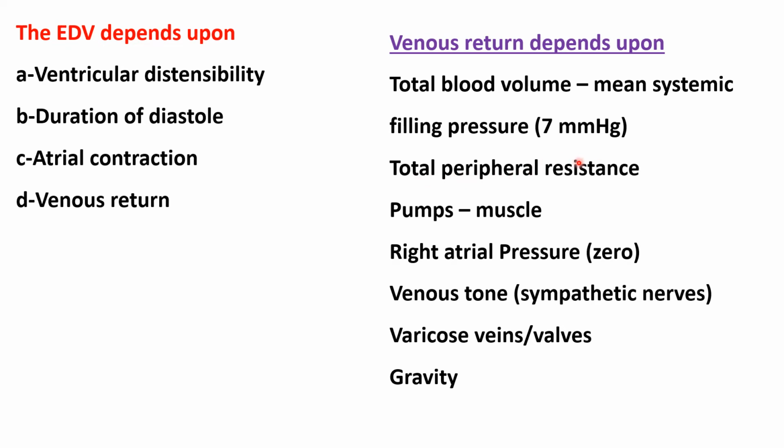Then the total peripheral resistance. If the blood vessels are toneless and lying in the body without any tone, then venous return will be difficult to come. If the blood vessels are very tightly closed because of some excessive sympathetic discharge, then the blood will not pass through the blood vessels. So the total peripheral resistance is the resistance offered to the blood flow. It should be sufficient enough to keep the blood going on, but it should not be more than that, so as to hinder the blood flow. So venous return depends upon total blood volume, total peripheral resistance, and it depends upon the pumps.